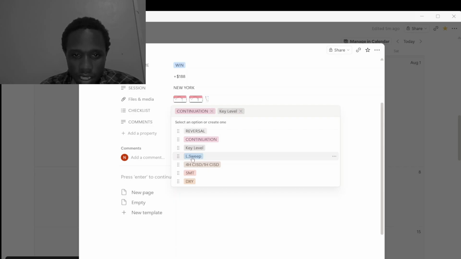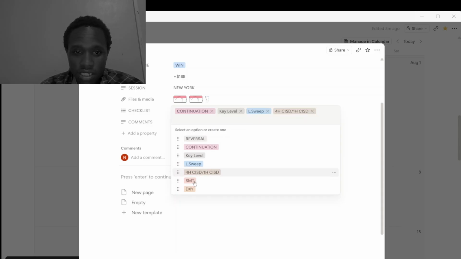That is where we got the SMT, so yes, the liquidity sweep was there. Then a 4-hour change in state or a 1-hour change in state. We had a 1-hour change in state that occurred during the London session. I had shown you that, so yes, that was present. And then we have an SMT which was present. For DXY, I use it when journaling for gold. So my checklist only has those things.